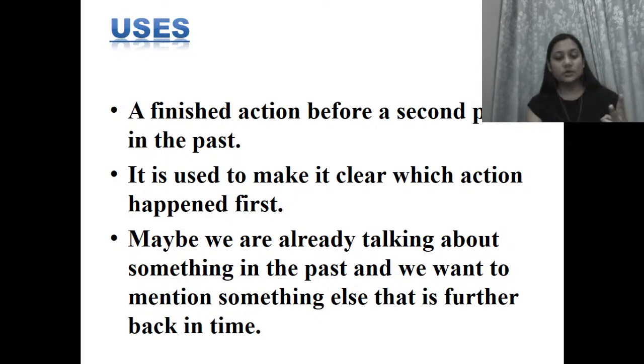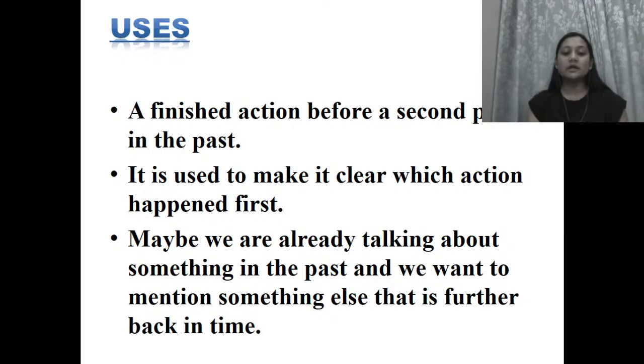So two activities हो रही थी. Let's just say past one, past two. तो हम जब had का use करेंगे, we are going to use it for past one. It is used to make it clear which action happened first. और हमारा simply objective ये है that we are trying to tell which action actually took place first.